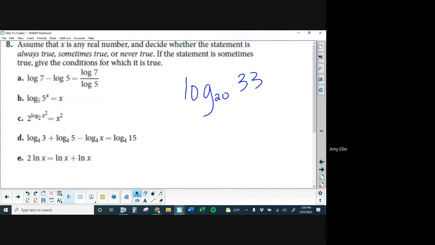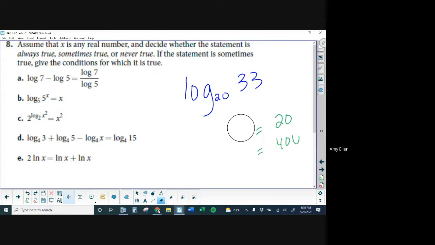Can we do that without a calculator? Could you tell me what number it's between? Yes, you can. 20 to the first is what number? 20. What's 20 to the second? 400. So isn't this going to have to be somewhere between an exponent of 1 and 2? Yeah. So you should always be able to tell me. I know it's 1 point something or 2 point something, and that's as far as I can get.